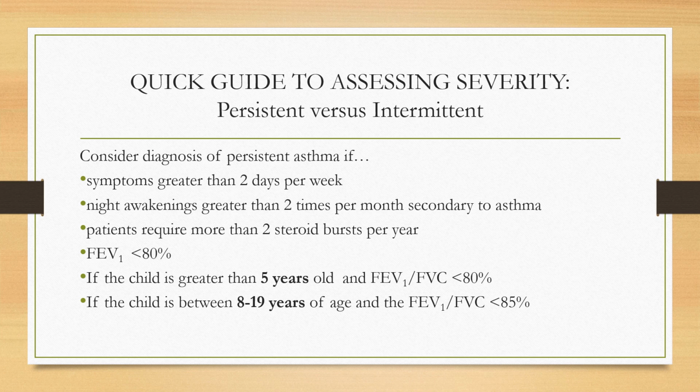Now, if you're a child and you're greater than 5 years of age, what you're looking for if you have persistent asthma is your FEV1 over FVC is less than 80%. And if you're a child between the ages of 8 and 19, your FEV1 should be a concern if it is any less than 85%. So this is how you could tell the difference between intermittent asthma and persistent asthma. And all the themes up here talk about persistent asthma.